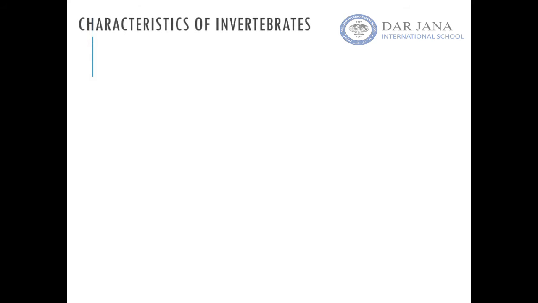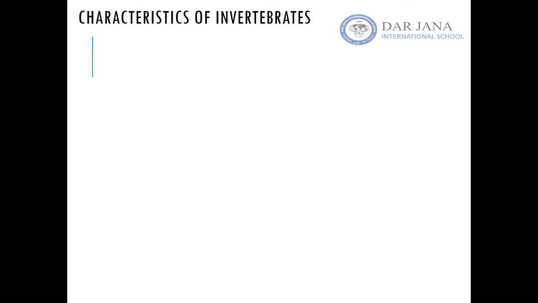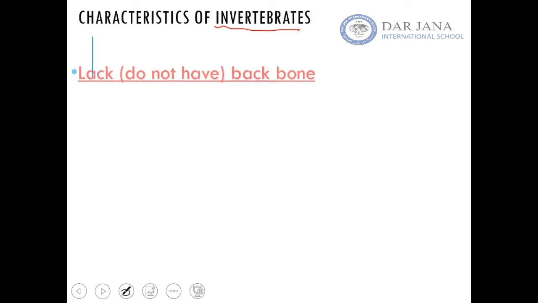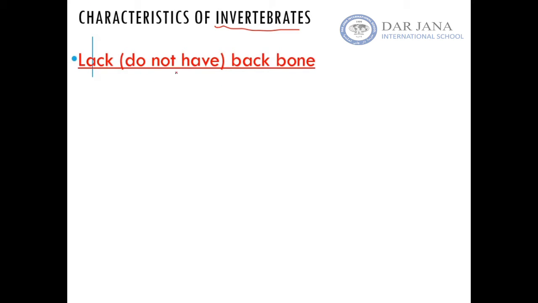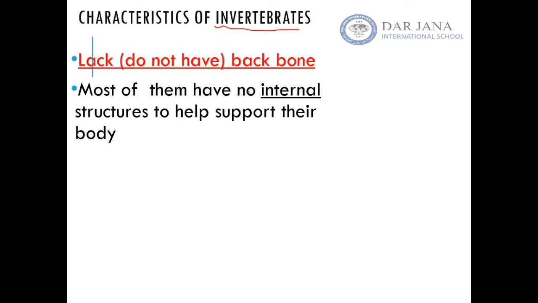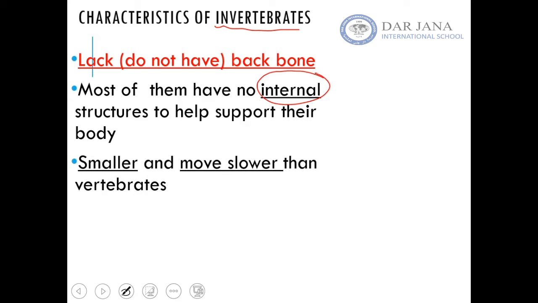When I say invertebrates, if you still remember, they are the animals that don't have a backbone. So they lack a backbone. Most of them have no internal structures. When I say internal structures, I mean the structures that are found inside their body. So they don't have these structures to help support their body, like the backbone that we have. They are smaller and they move slower than vertebrates.